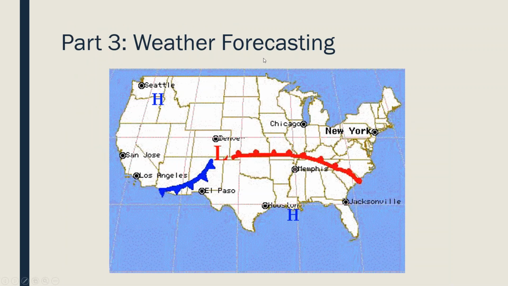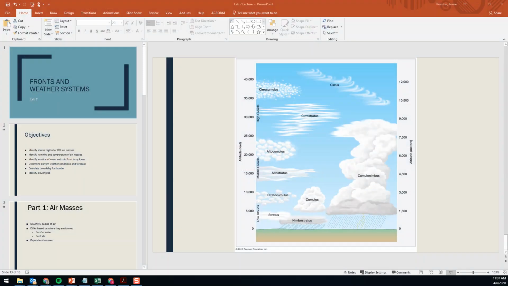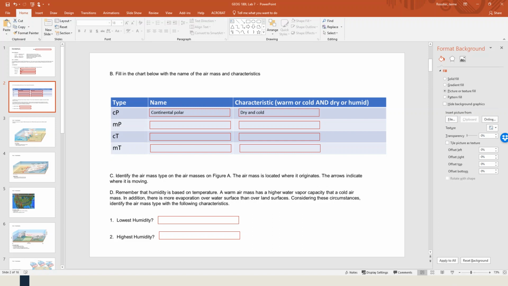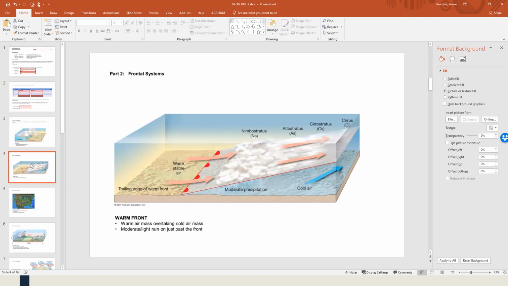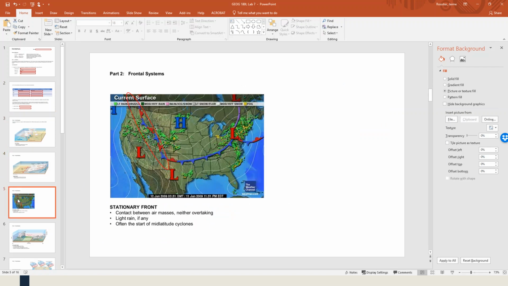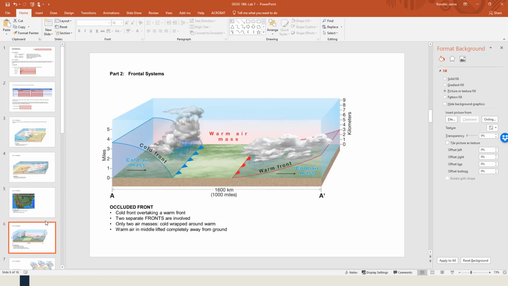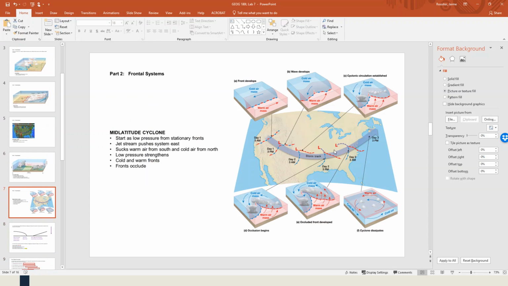So let me go over to the lab for a second so I can show you. There we go. So in your lab, you have descriptions of these fronts, which I put in there for you so you could use them while you're doing the lab. But you also have the slide on the mid-latitude cyclone.